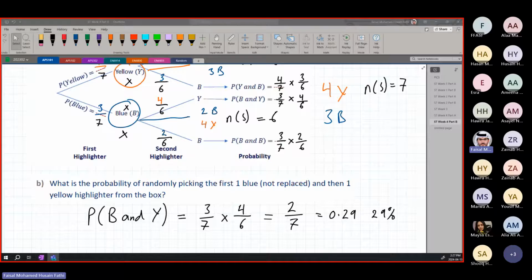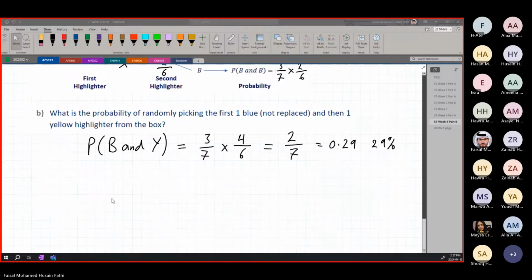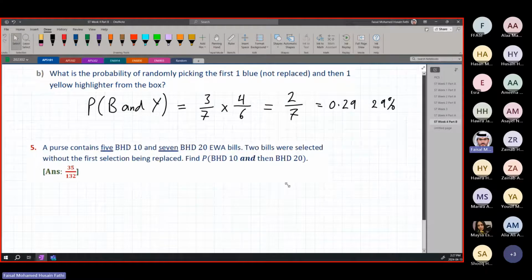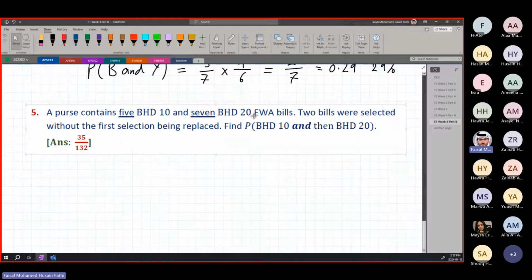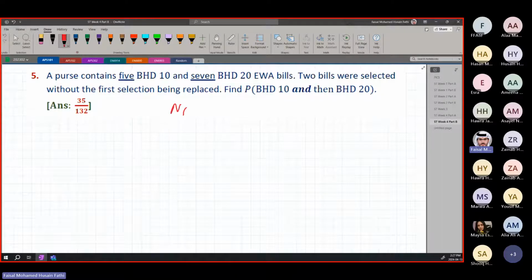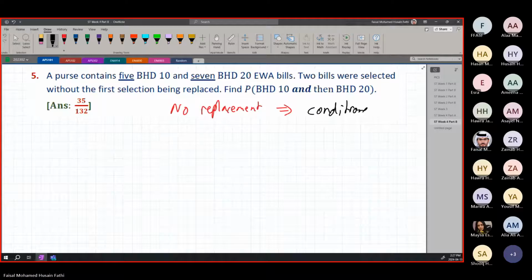Okay, this is how you will find the probability of that. Let's look at another example of this. A purse contains 5 10 dollar bills and 7 20 dollar bills. 2 bills are selected without the first selection being replaced. So no replacement. Basically, this means that there's going to be a conditional probability because they are dependent.